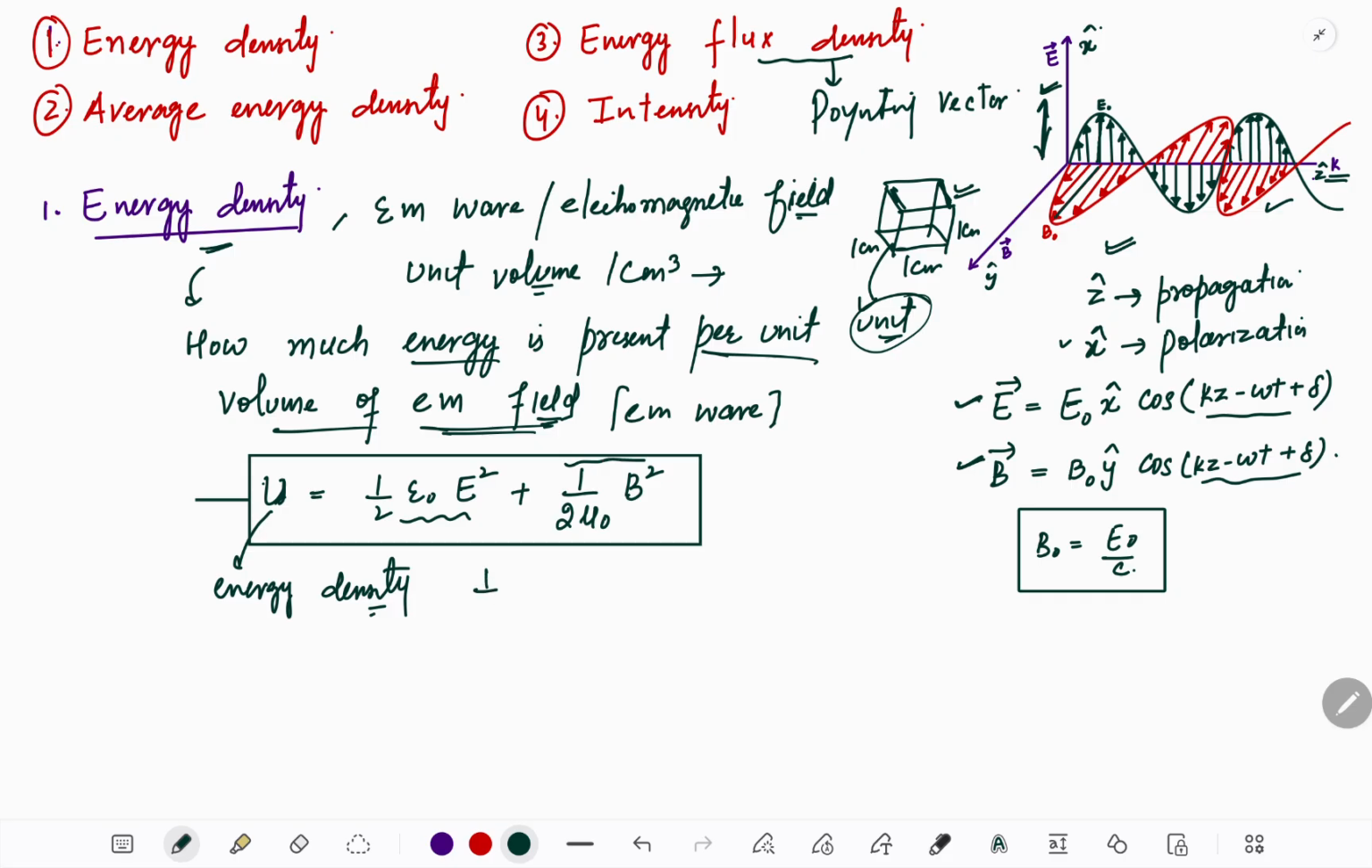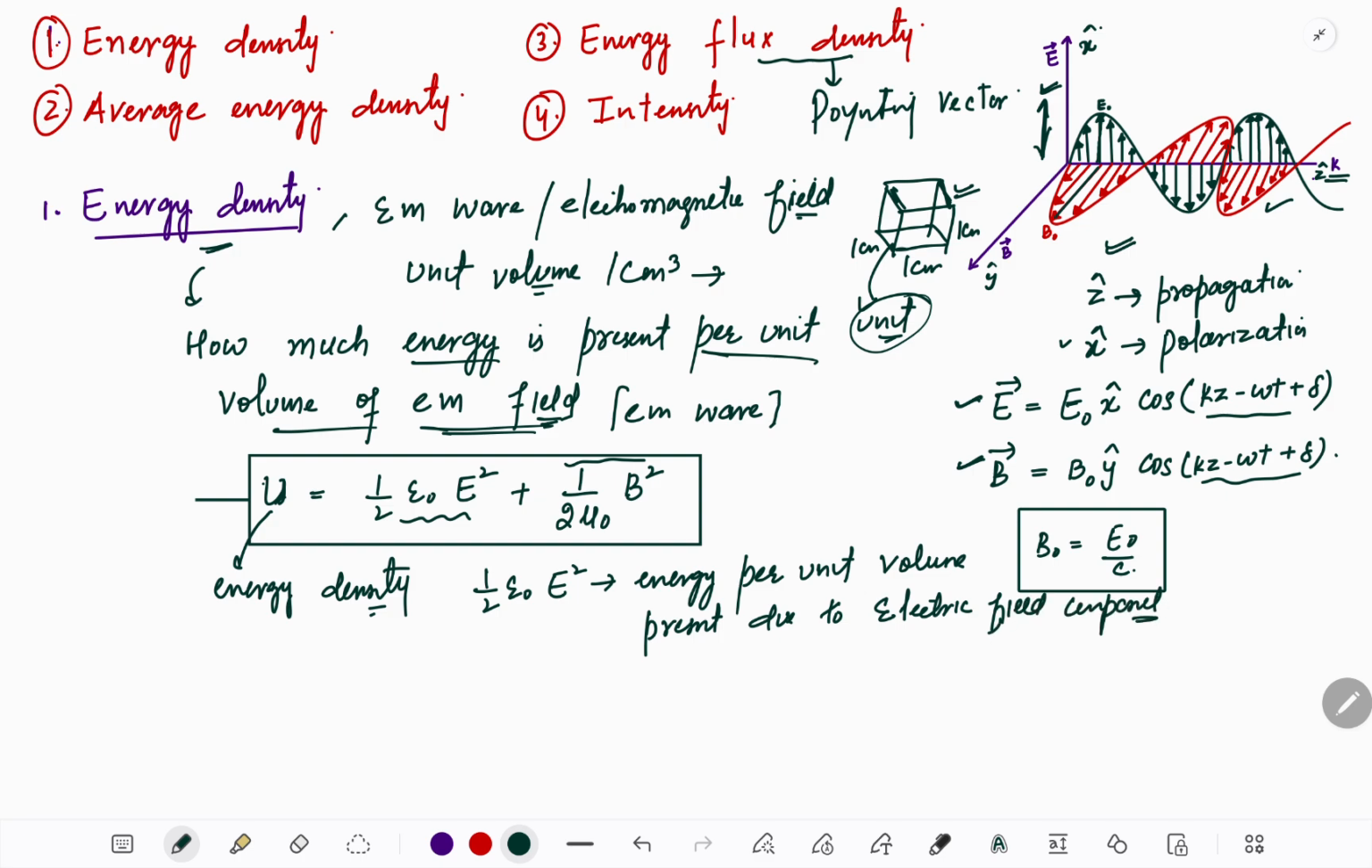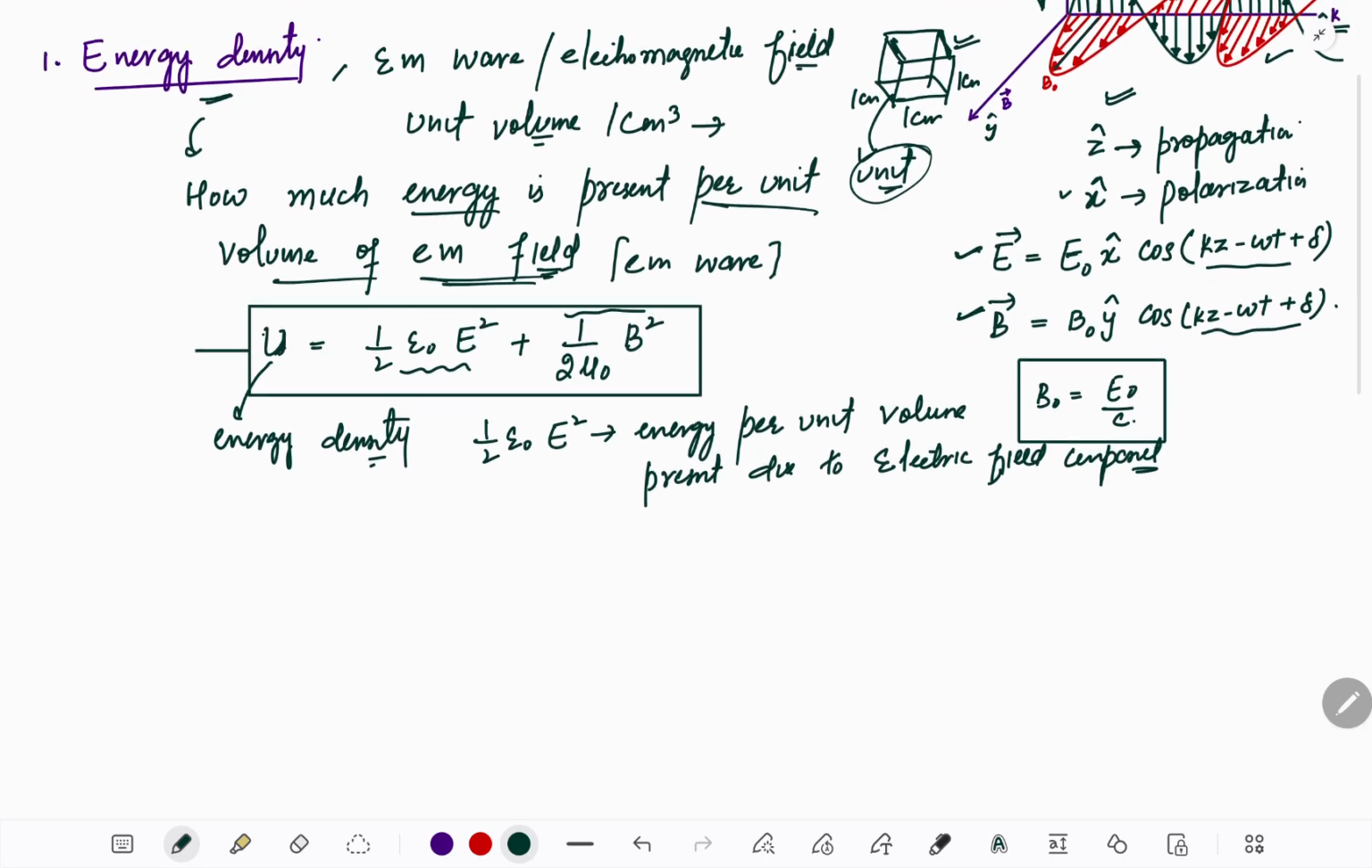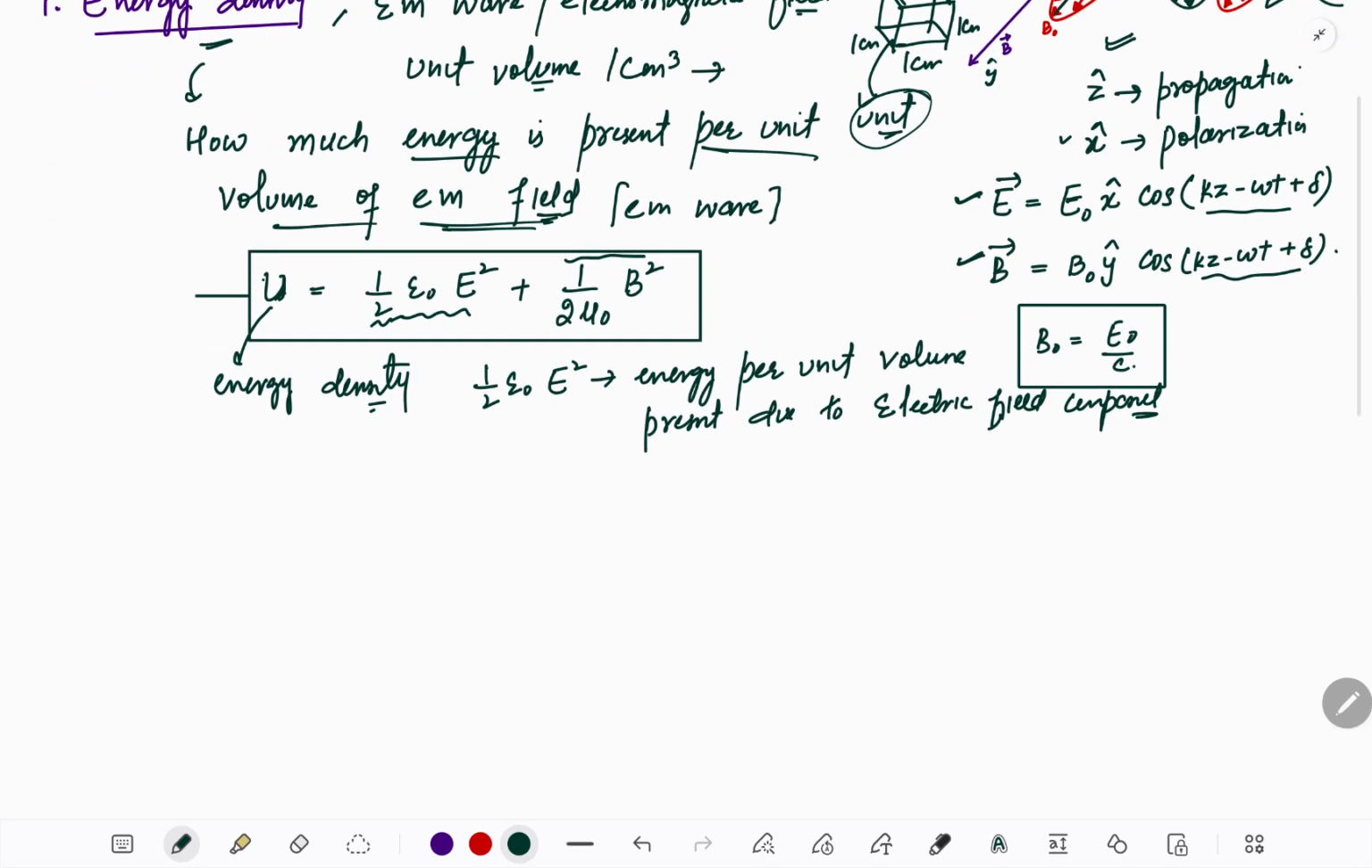The term 1 by 2 epsilon 0 E square is the energy per unit volume present due to the electric field component, because the electromagnetic wave has both an electric field and a magnetic field component. So this part is due to the electric field contribution, and 1 by 2 mu 0 B square is the energy per unit volume present due to the magnetic field component.